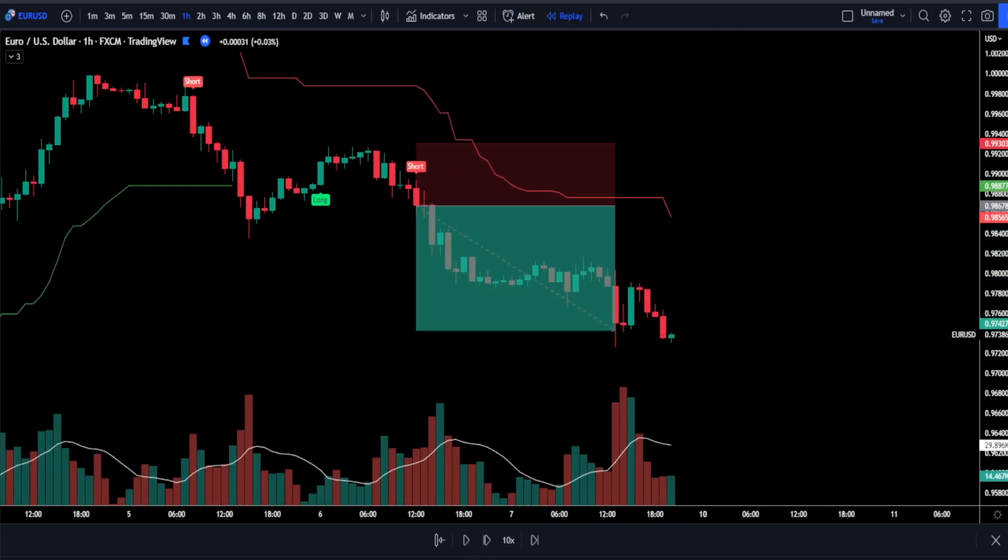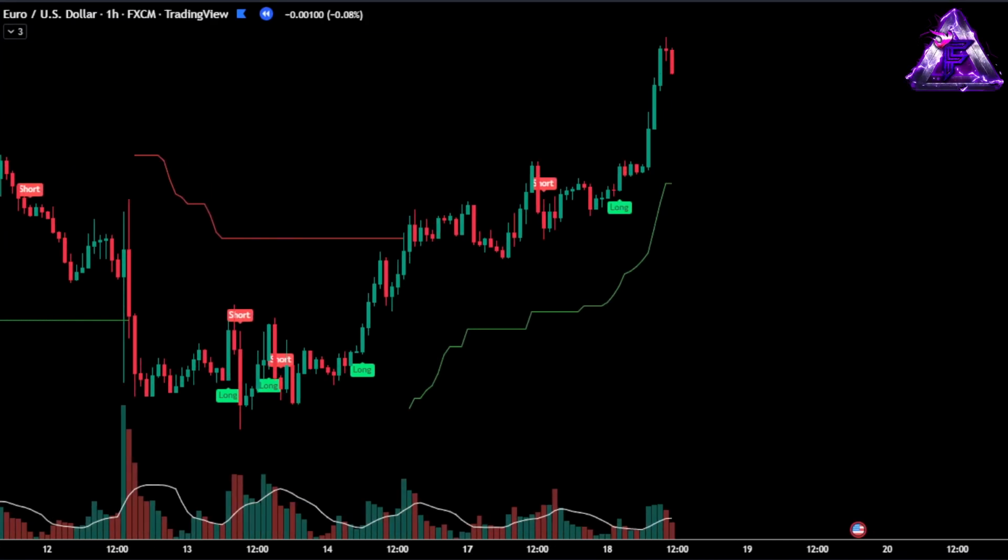Now you may be asking yourself, how does this strategy perform in different market conditions? Well, to answer that question, I'm going to backtest it 150 times using a risk to reward ratio of 1 to 2. Our account size will be set at $1,000 and we're going to be risking 2% of that every time we take a trade. Let's get started.